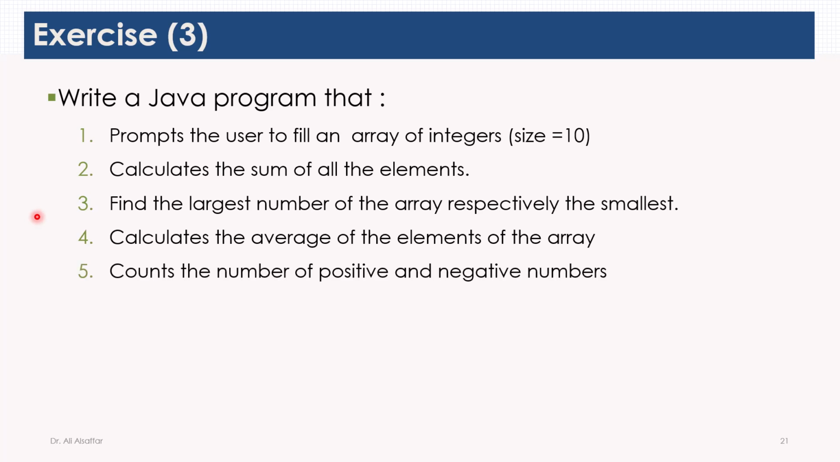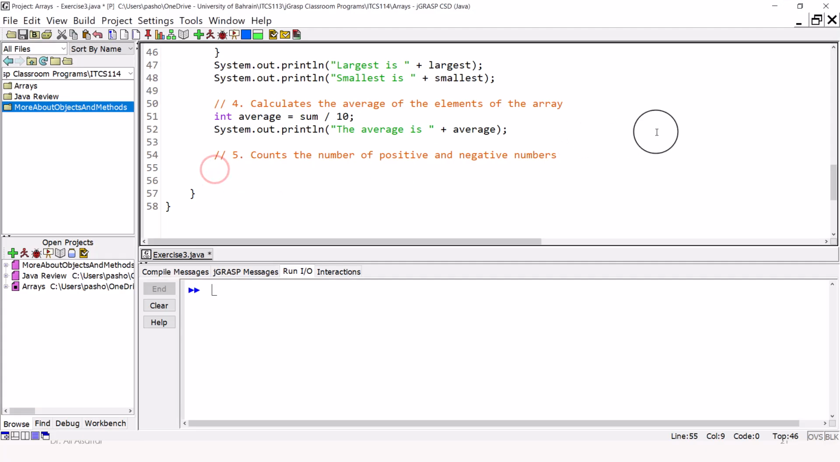In part 5, we want to count the number of positive and negative numbers in the array. To count the number of positive and negative numbers, we need two counters. One for counting number of positives, we initialize it to 0, and the other one will be used to count number of negatives, also will be equal to 0.